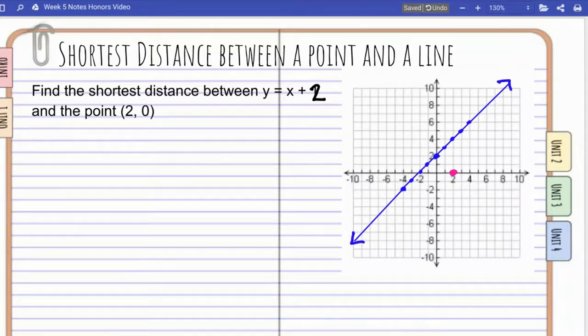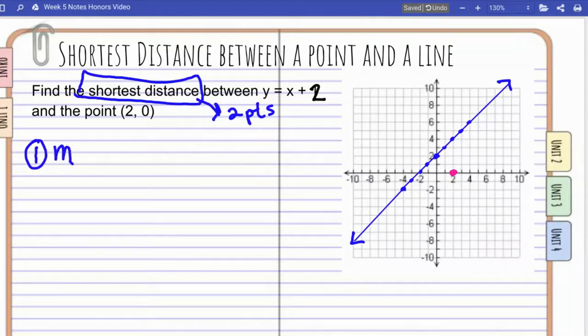To find the distance between 2 points, I can use the distance formula or the Pythagorean theorem. But in order to find distance, I need 2 points. I already know one of the points is 2, 0, so I have to find the second point. Counting from that point to that line, it has to be exactly perpendicular. So first I need to find the slope of the line that was given. Our slope is 1. Remember, the shortest distance is perpendicular, so we take the opposite reciprocal slope. So the slope is going to be negative 1.